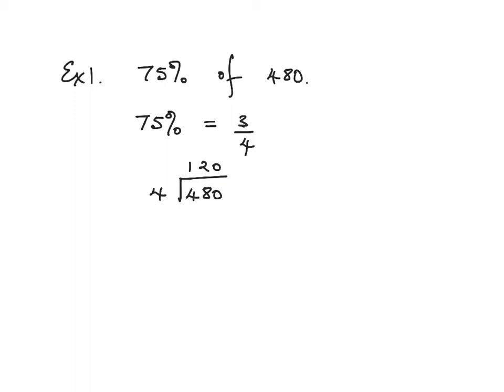120. 3/4 then is found by multiplying the 120 by 3. 3 times 12 is 36, 3 times 120 is 360. That was nice and simple.